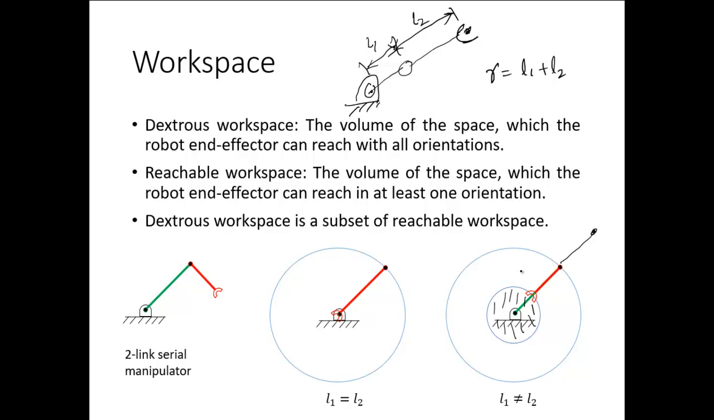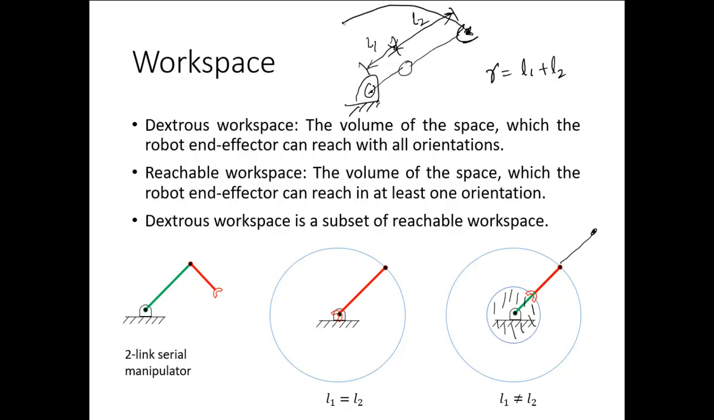But when we talk about workspace, we have something called dexterous workspace and reachable workspace. All right. So dexterous workspace is the space, or you can say volume, or you can say plane, which the robot end effector can actually reach with all the orientations. And the reachable workspace is the volume or the plane where the robot end effector can actually reach in at least one orientation. In this case, if we talk about the reachable workspace, this point is reachable workspace.